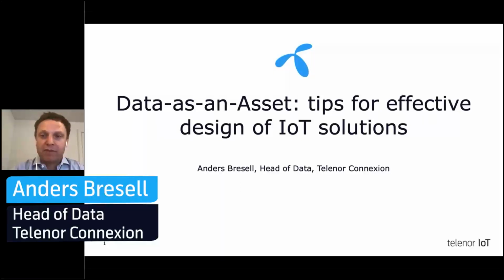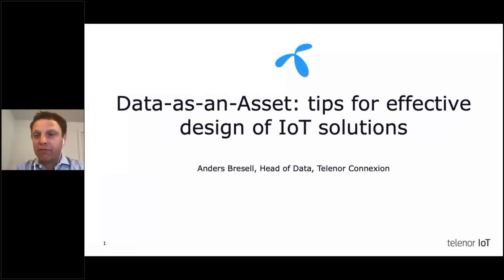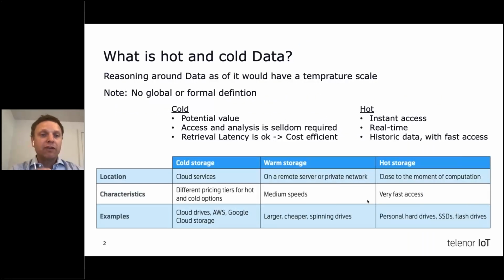Automated decision making is a key enabler for scaling your business or becoming significantly more efficient. When it comes to machines and Internet of Things, they will produce, report on, and act on data. So, reasoning around data as if it would have a temperature scale in terms of hot and cold, it actually does not have a global or formal definition, but it will help us a little bit around reasoning around our designs of an IT solution.